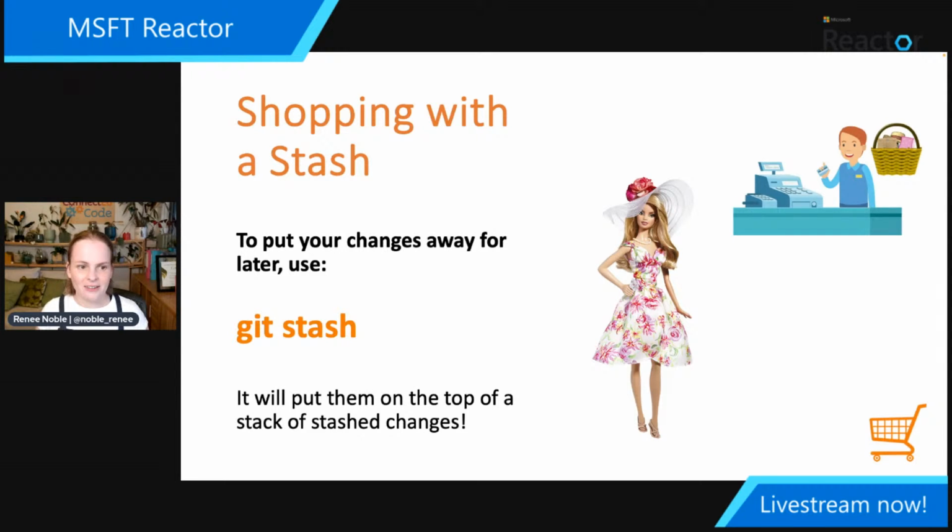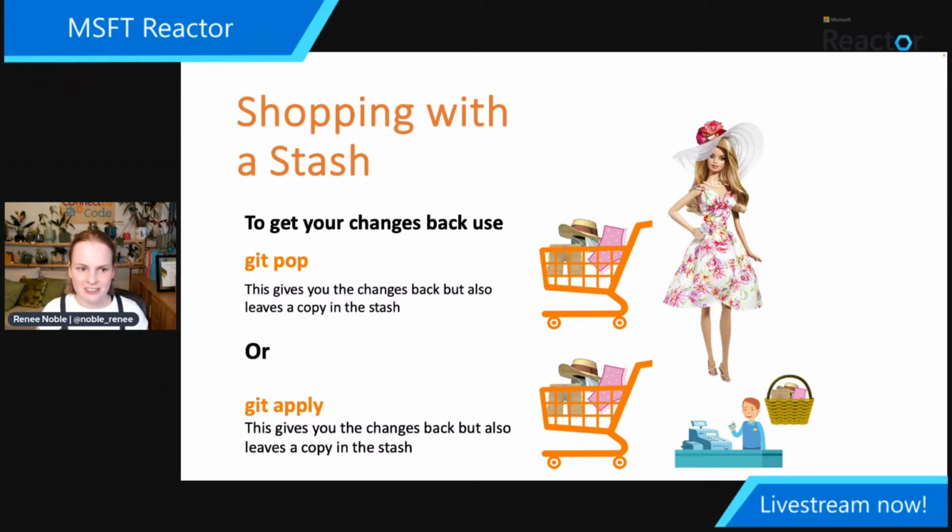We can get all of those changes back by doing git stash pop or git stash apply. Those are going to get the latest change from the top of your pile. So it's going to make a stack of things.